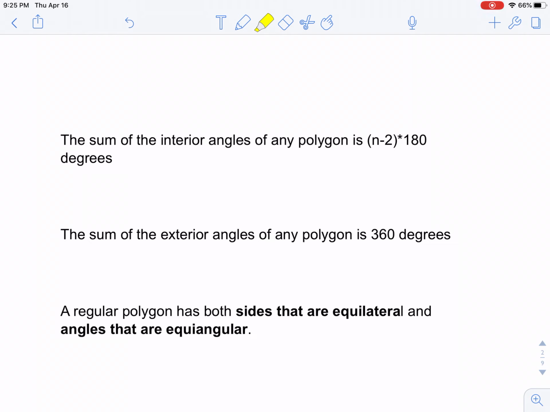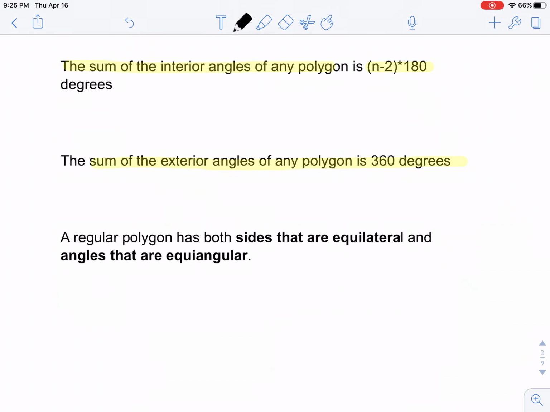The first is for the sum of the interior angles of any polygon. That is given by the formula n minus 2 times 180, where n is the number of sides. The second fact we need to know is that the sum of the exterior angles of any polygon is always 360 degrees.